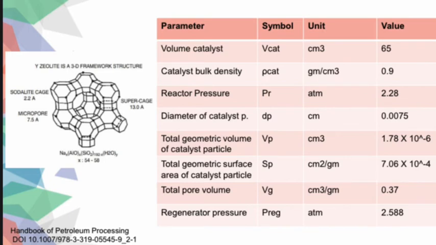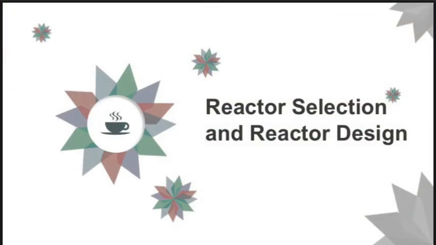Here, we have obtained the parameters and also the values. As we can see, the significant ones are the volume of catalyst of 65 cm3, the reactor pressure of 2.28 atm, the diameter of catalyst particle of 0.0075 cm, the total pore volume of 0.37 cm3 per gm, and also the regenerator pressure of 2.588 atm. These are all mostly values obtained from the Handbook of Petroleum Processing.